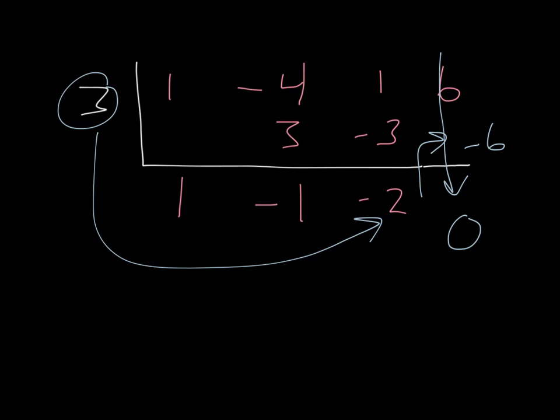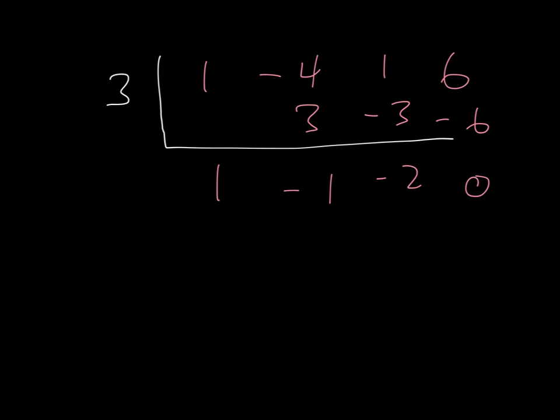Now this last term here tells us whether or not we have a remainder. If the remainder is 0, then that means that our factor of x minus 3 is indeed a factor. Now using this information, we can write the other factor, or rather the quotient that results from dividing our original polynomial of x cubed minus 4x squared plus x plus 6 by x minus 3. What is the other factor?